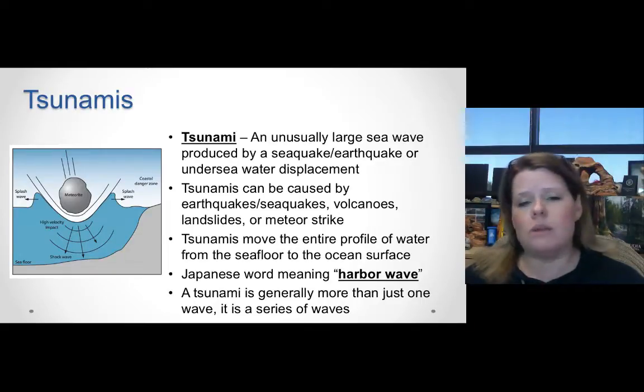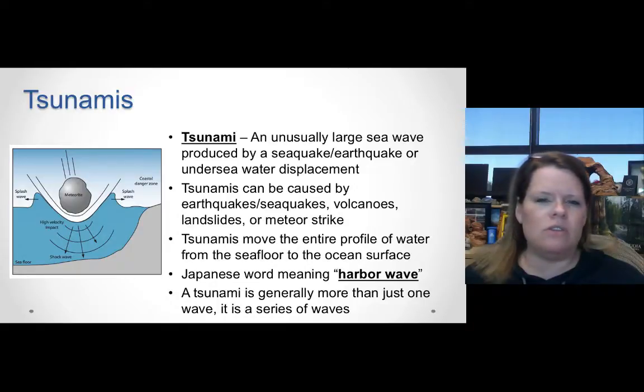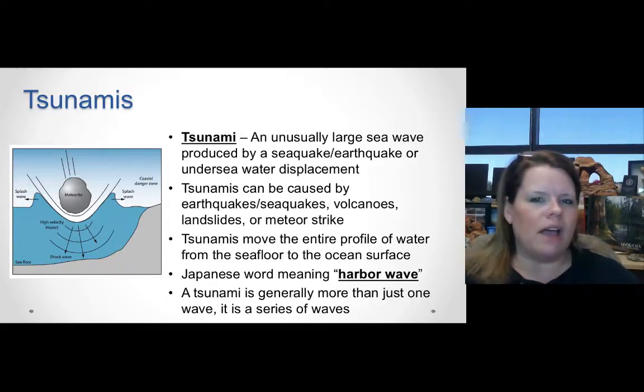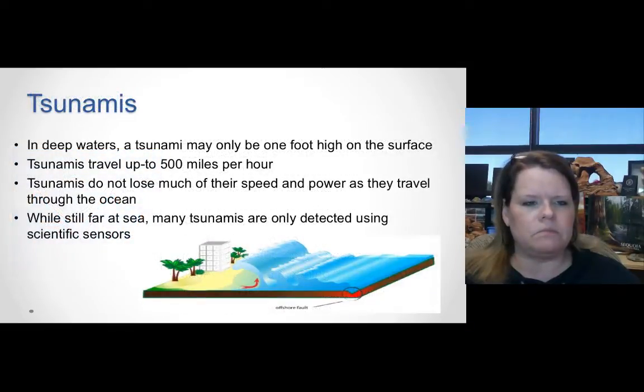It's a Japanese word that means, quote unquote, harbor wave, and it's usually more than just one wave, and it's hard to predict which one of the waves would be the most damaging. So they come in series, and it's all a matter of how those seismic waves that we talked about, P, S, L and R waves earlier, are moved through that water profile.